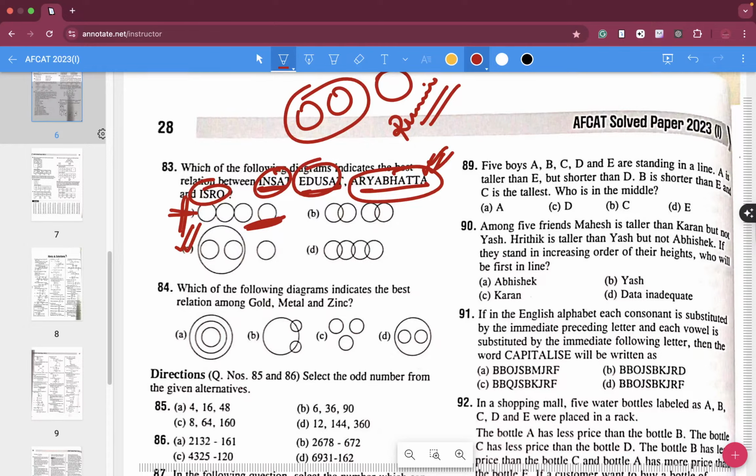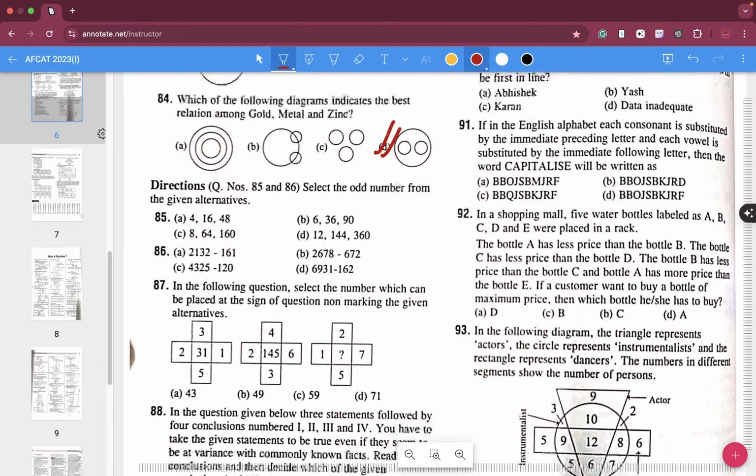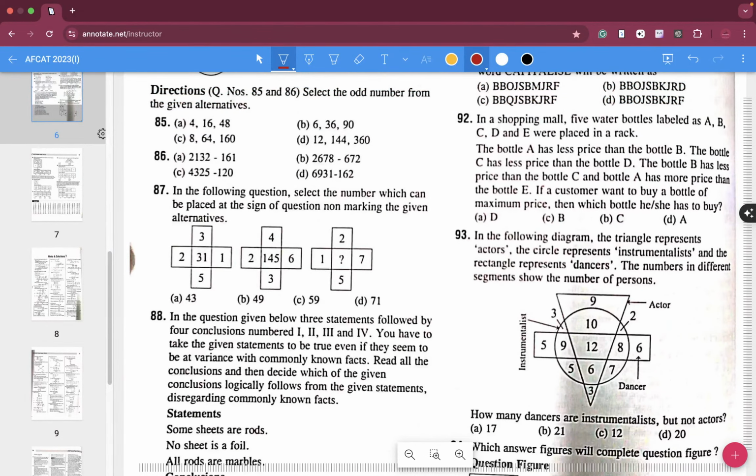Which of the following diagrams indicates the best relation among the following? Gold, metal, zinc, right? So metal is the bigger set, and there are two types, gold and zinc. Now, question number 85, 86, 87.